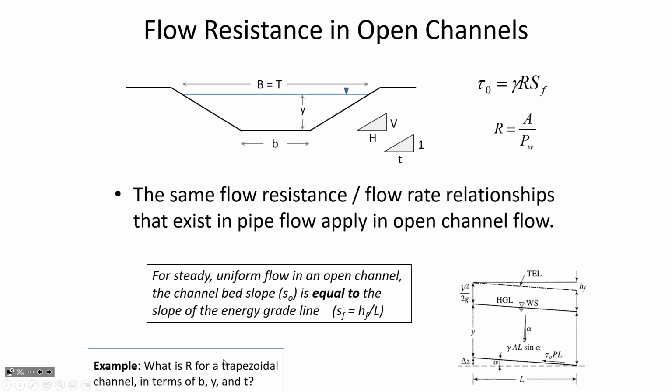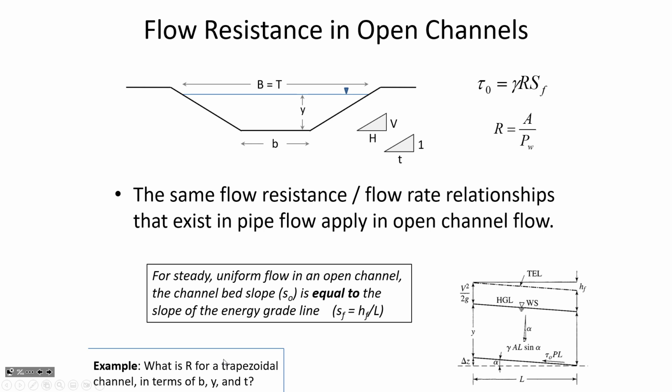So area is B times Y plus Y times T times Y. And that is Y here, and then T times Y is this distance. Because if, for example, it's a 1-to-1 side slope, then for every unit of depth, there's also going to be the same distance across the top.